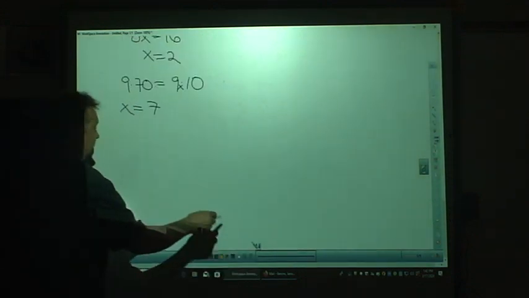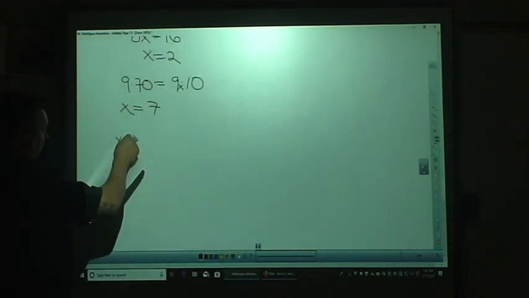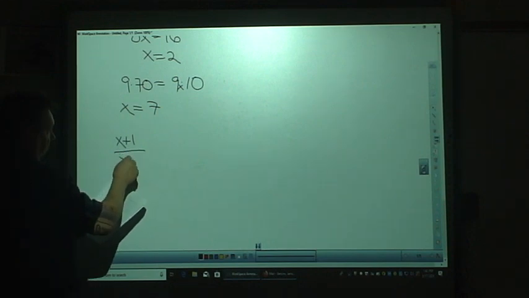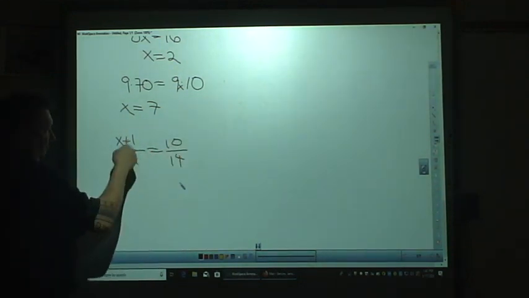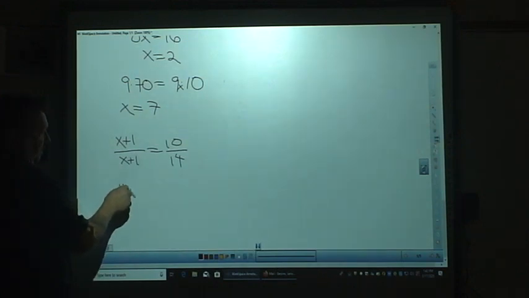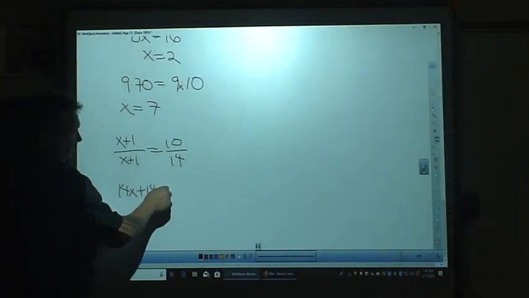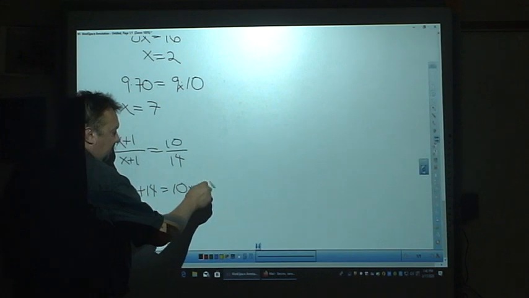Number 9, you have x plus 1 over x plus 1 equals 10 over 14. If you cross multiply these, you get 14x plus 14 equals 10x plus 10.